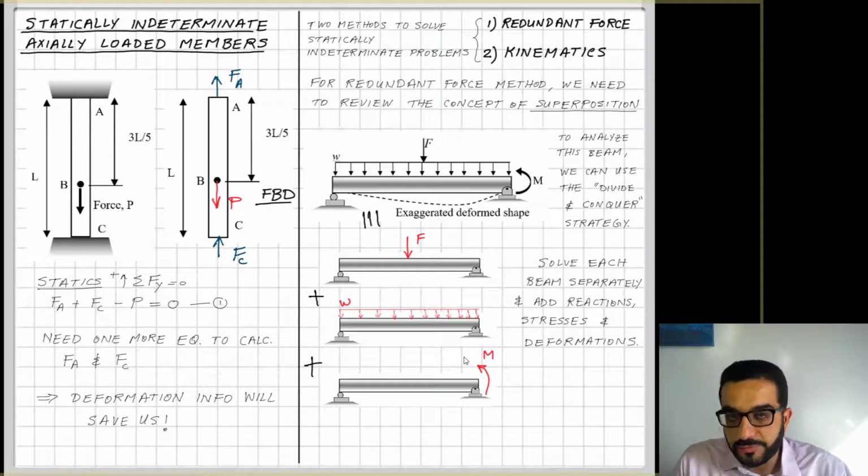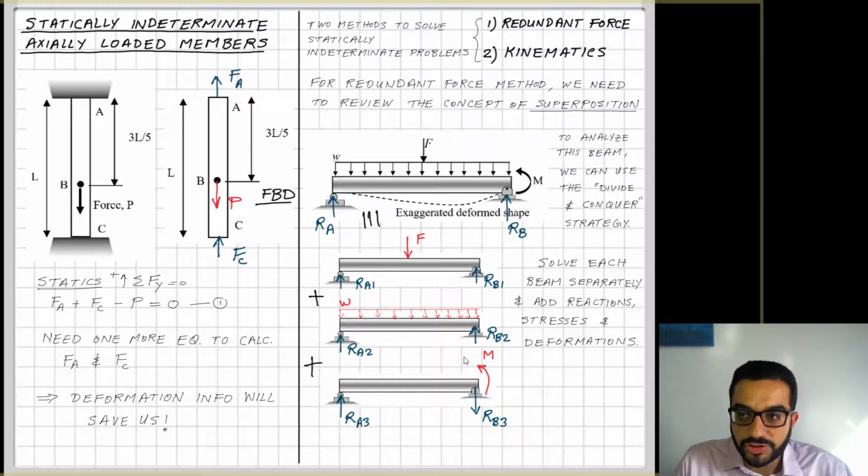So if I solve every beam separately now with these individual loads, I can add reactions, I can add the stresses from each one, and I can also add deformations from each one. As an example, I have here these reactions RA and RB in the original beam. RA is equal to the reaction RA1 from the first beam plus RA2 and RA3 from the other 2 beams. And RB1, RB2, and RB3 will add up to the original reaction RB in the original beam.